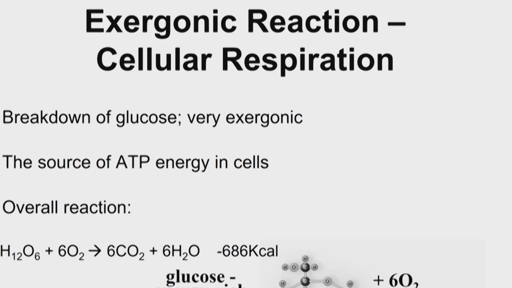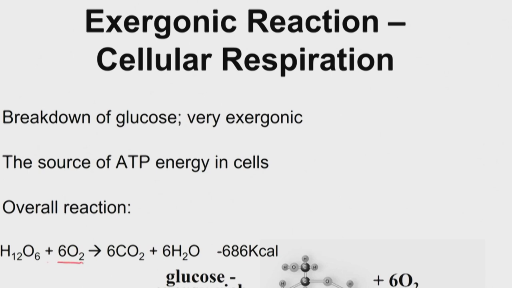Let's assume that you ate something sugary, carbohydrates and sugar, and you've taken in the glucose. Now we want to break that glucose down so that we can get the energy from it, that energy release from the exergonic reaction. So we're going to start with our reactants.